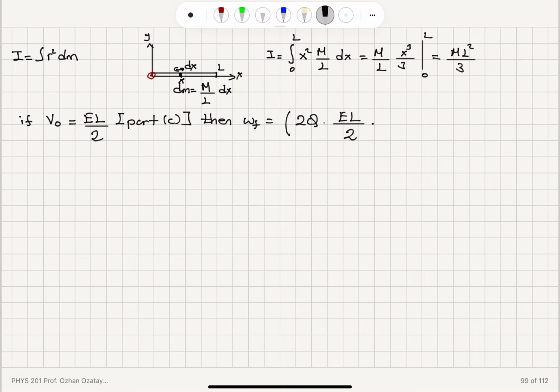For the reciprocal of moment of inertia, I substitute 3 divided by capital M L squared, and this to the power 1/2. Now you can see that 2's will cancel, and one of the L's will disappear, and I will be left with the final angular speed, omega final, equal to the square root of 3EQ over M.